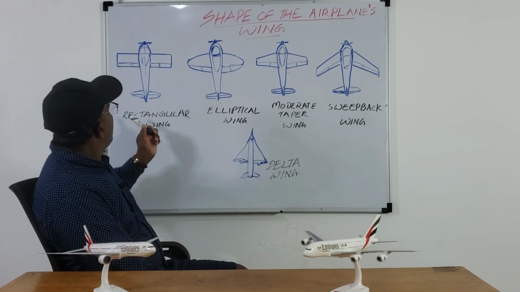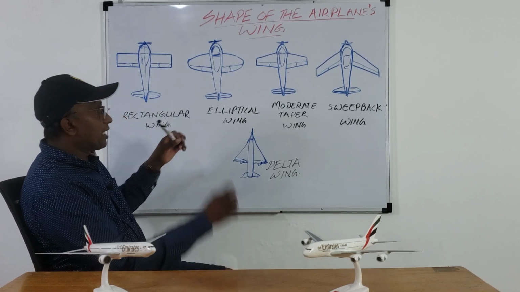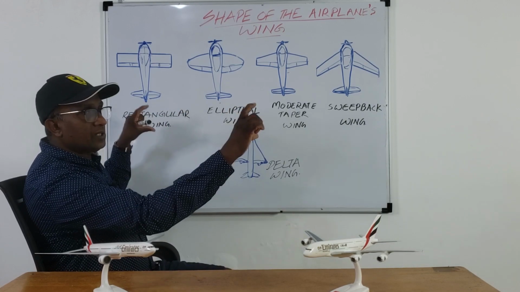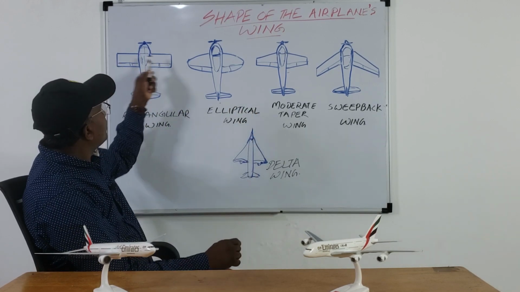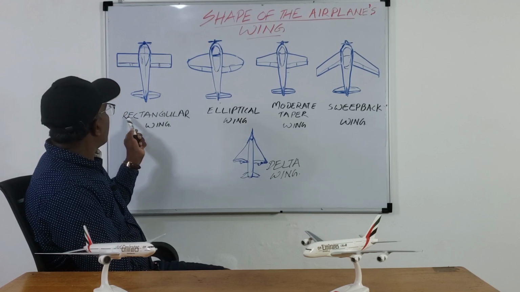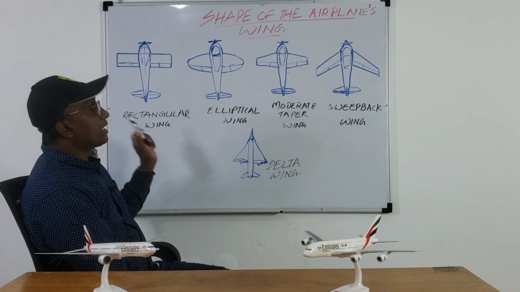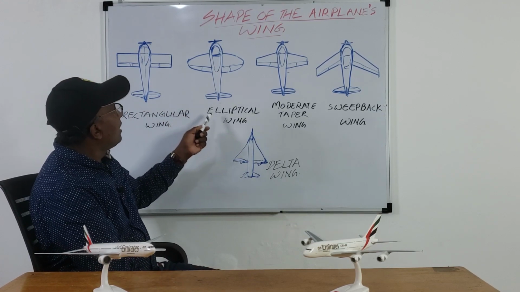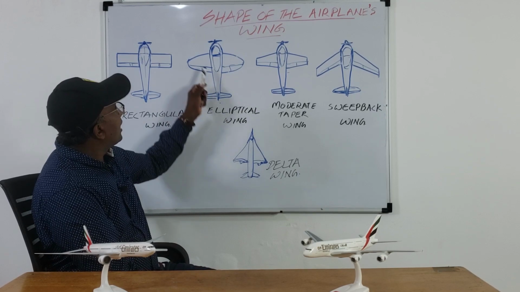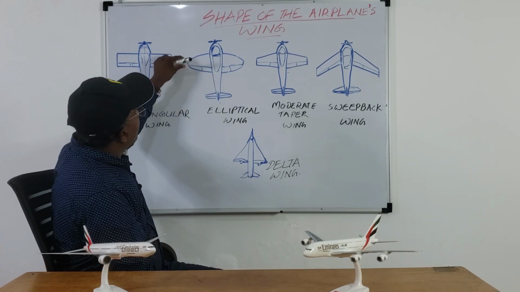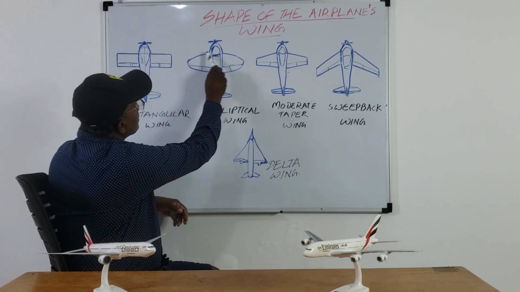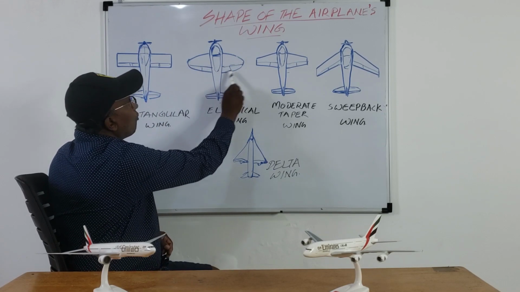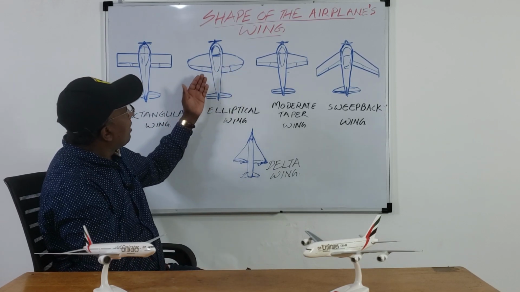This is called rectangular wing. The rectangular wing is a non-tapered straight wing that is mostly used in small aircrafts. This is elliptical wing. This shape is called elliptical, and this is called elliptical wing.